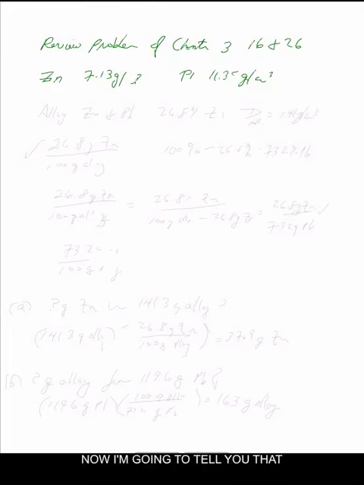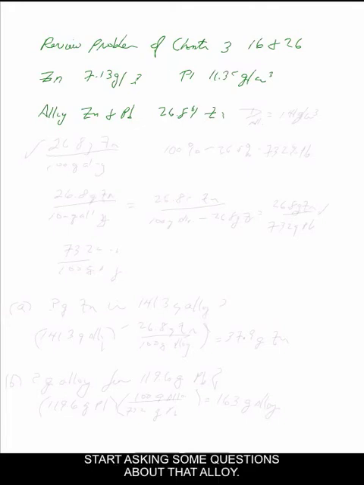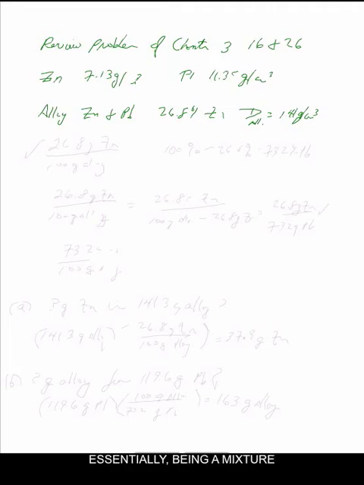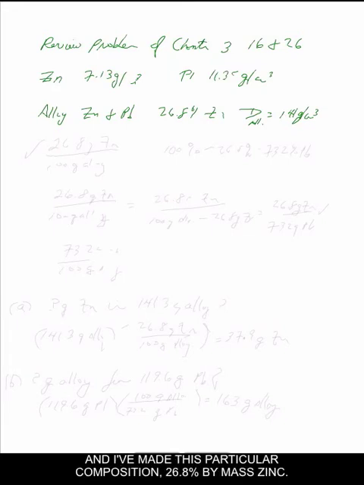Now I'm going to tell you that I have prepared an alloy of zinc and lead. Those are the only two elements in the alloy, and it's 26.8% by mass zinc. And I'm going to start asking some questions about that alloy. I'm also going to tell you that the density of the alloy is 9.41 grams per cubic centimeter. As you know, an alloy is a homogeneous mixture of two or more metals, and essentially being a mixture, it can have any particular composition, and I've made this particular composition 26.8% by mass zinc.